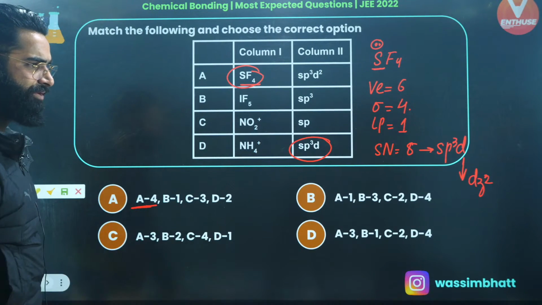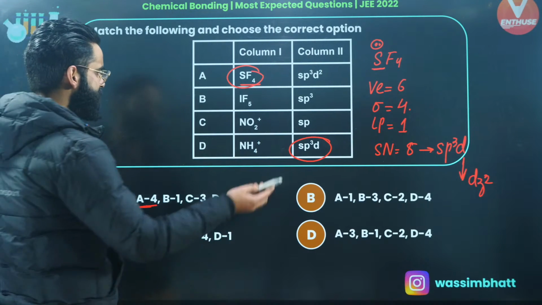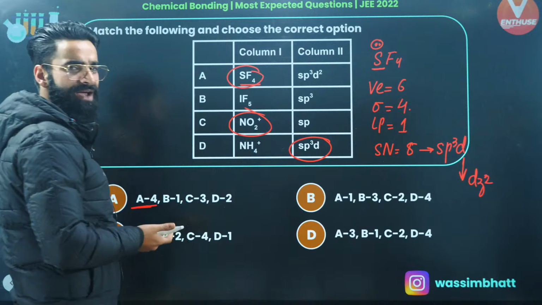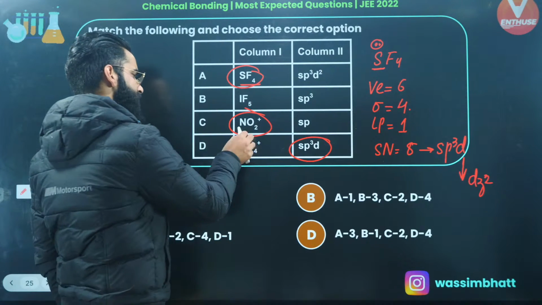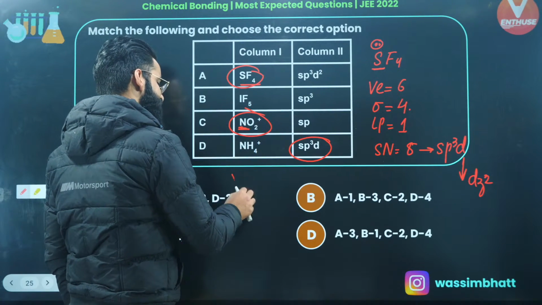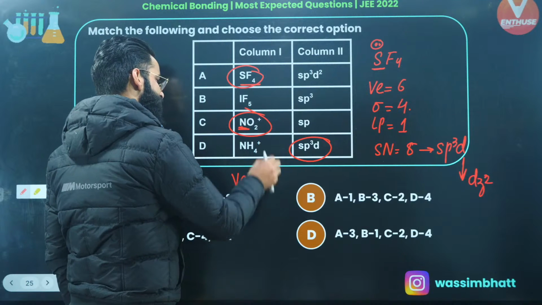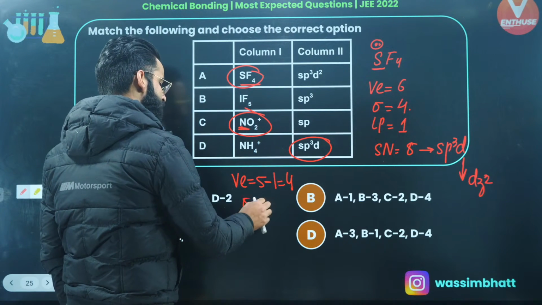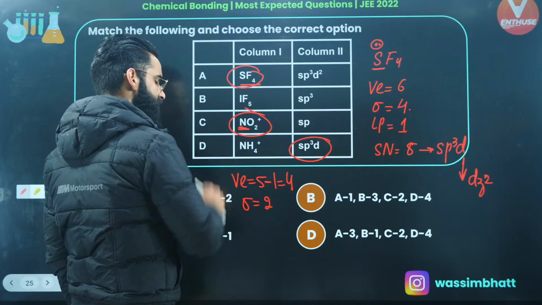You can check the rest of the things as well. For example, I'm talking about this NO2 positive. What is going to be the hybridization of NO2 positive? Nitrogen, how many valence electrons does it have? It has 5 valence electrons. But there is a positive charge, so subtract one. So 5 minus 1, 4. How many sigma bonds are being formed? 2 sigma bonds are being formed.